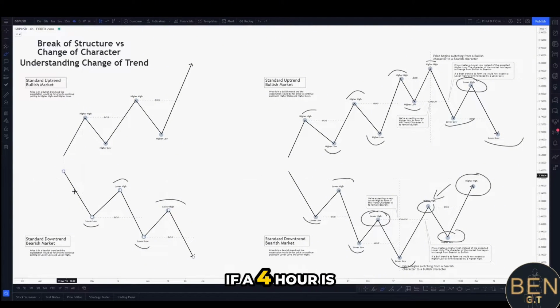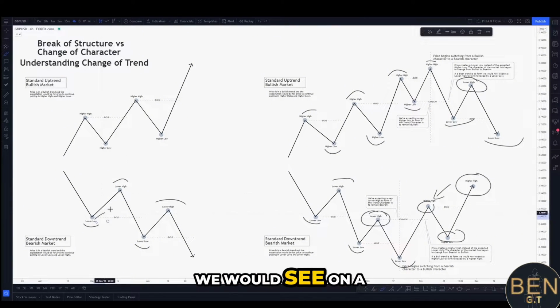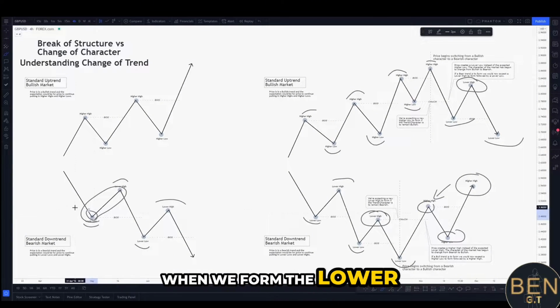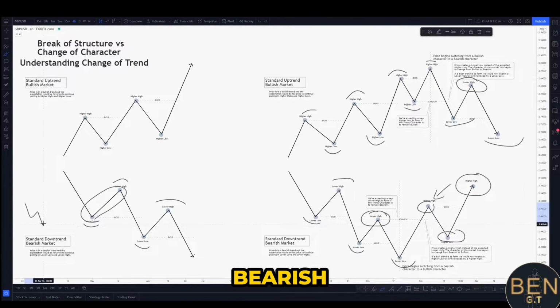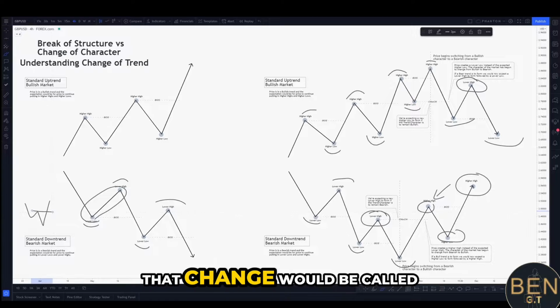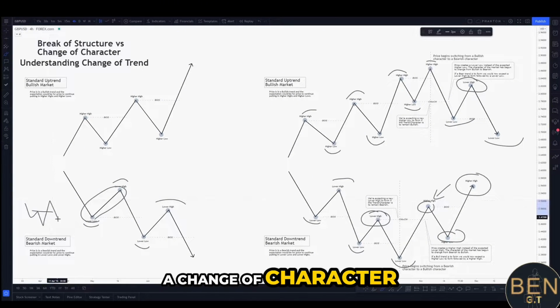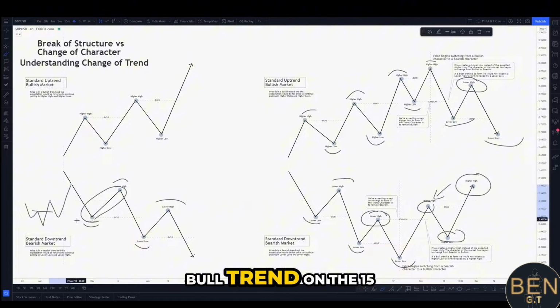So for example, if a 4-hour is putting in a series of lower lows and lower highs, what we would see on a 15-minute in this area, when we form the lower low and start to create the lower high, is that generally speaking the 15-minute is going to have to switch from bearish to bullish. That change would be called a change of character. And then once we create another higher high, we have now confirmed a bull trend on the 15-minute.